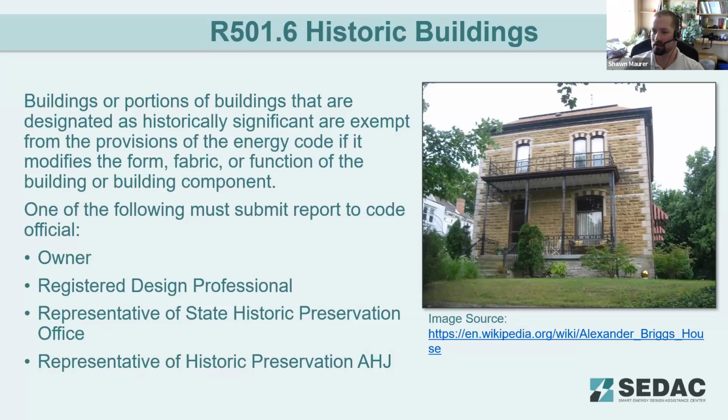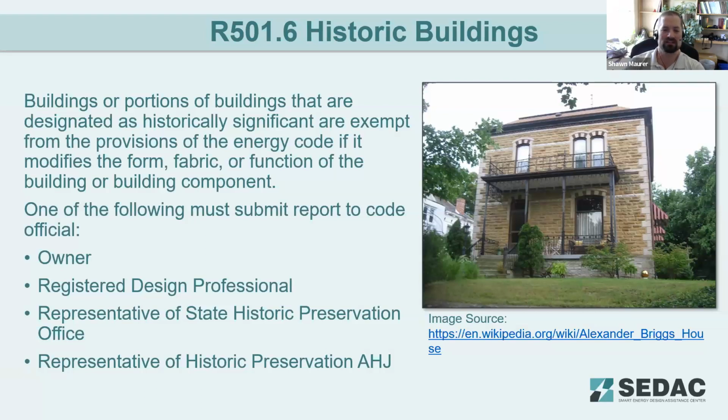So when applying for a permit, the owner, a registered design professional, a representative of the State Historic Preservation Office, or a representative of the historic authority having jurisdiction for that particular project has to submit a report that designates this is the component of the building that we're altering. This is the code requirement. That requirement has this negative impact on the historic function of the building or historic nature of the building.